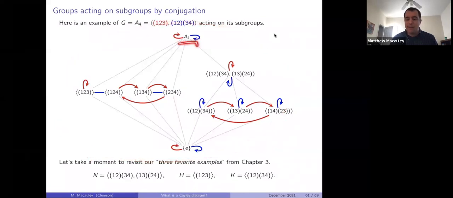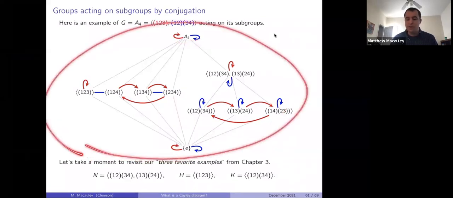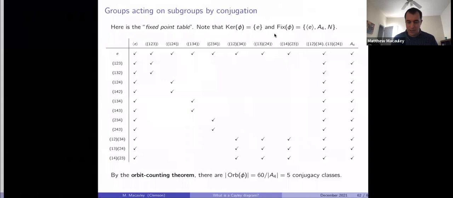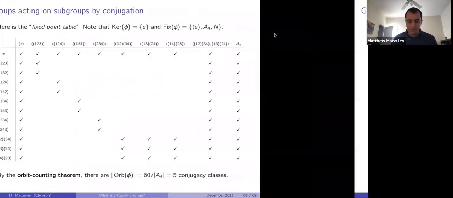Here's a subgroup lattice of A4. Here's the conjugacy classes. This is a much better way to visualize what conjugation really is doing, why this is normal and why this one is not. You can come up, here's the table you can construct.